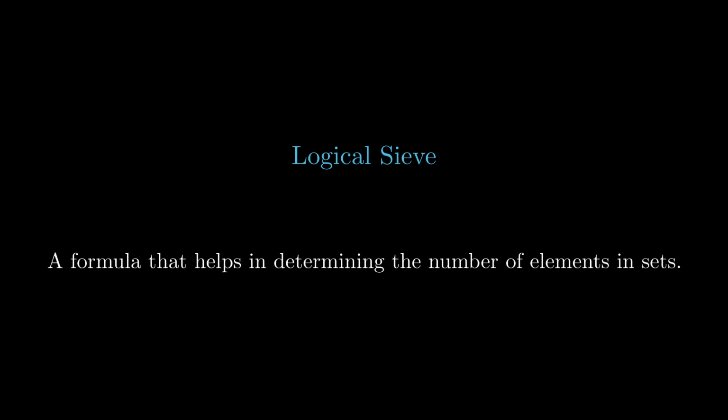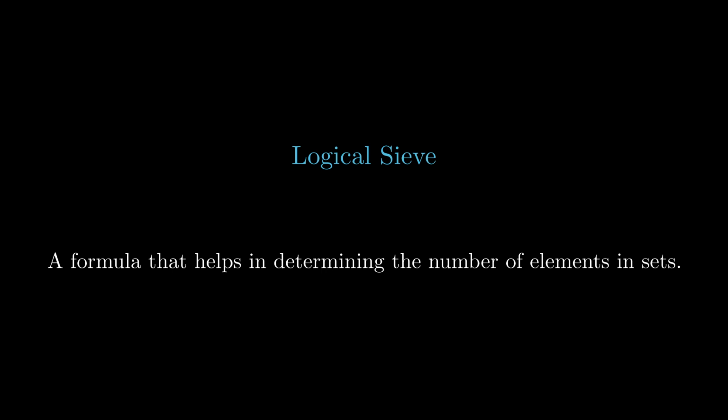In the case of sets, we are often interested in how many elements are in the union of the given sets. The logical Sieve formula is a formula that helps in determining the number of elements in a set. In the following, we will explore the logical Sieve formula for the case of 2 sets and 3 sets. Let's start with the case of 2 sets.